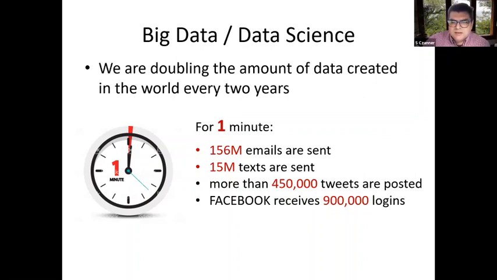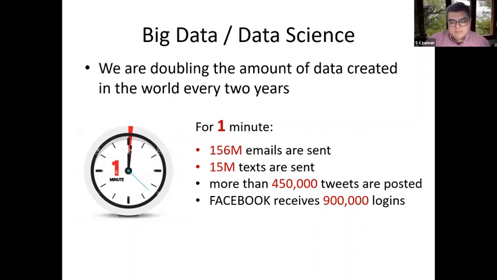How is this happening? You can imagine that in 1 single minute, about 156 million emails are sent. About 15 million text messages are sent. In about 1 minute, more than 450,000 tweets are posted on Twitter. And Facebook receives almost 1 million logins in 1 minute. All those emails, text messages, tweets, and online logins are creating data. And because it's huge data, we call it big data. And data science is the way to process and deal with this big data.